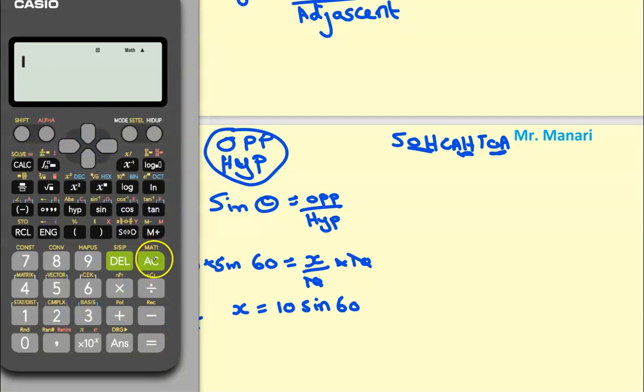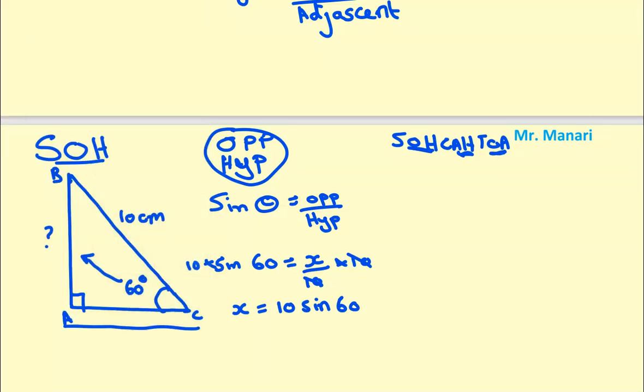You just go to your calculator and do 10 sine 60. Make sure your calculator is in degree mode. It's going to give us something like 8.66, so I'm just going to use 8.7. So x is 8.7 centimeters.